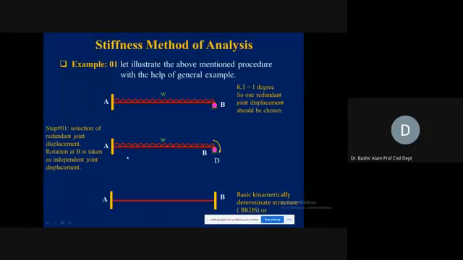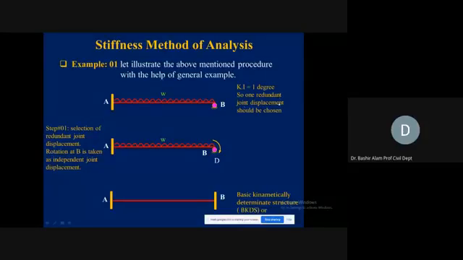Now, let's start with the help of this example, to illustrate the above mentioned procedure with a general example. You are looking at a single span beam. At A, we have a fixed support. At B, we have a roller support. And W is the UDL carried by this beam. If we ignore the axial effects, this beam becomes a 1 degree indeterminate problem, and that 1 degree is just the rotation at B. Theta B is the unknown rotation, and that is shown here.